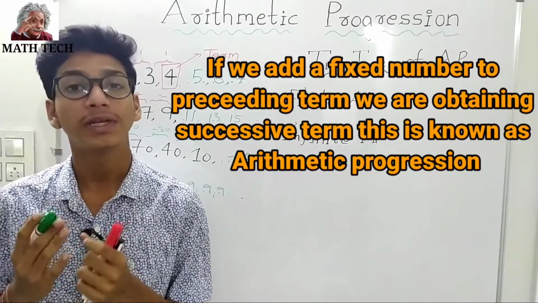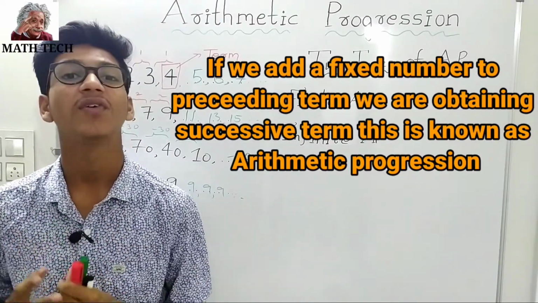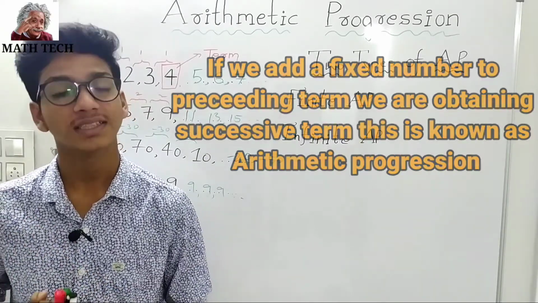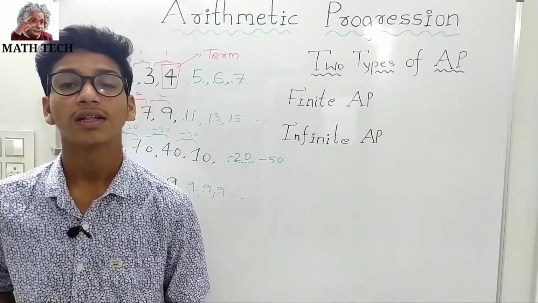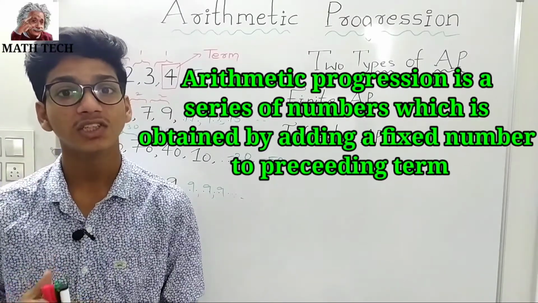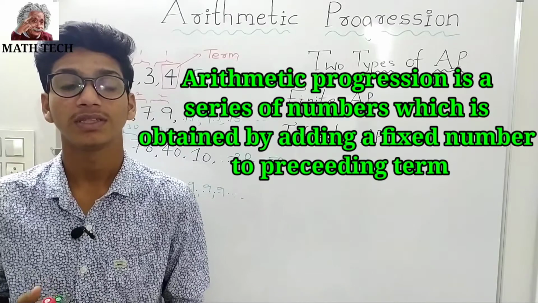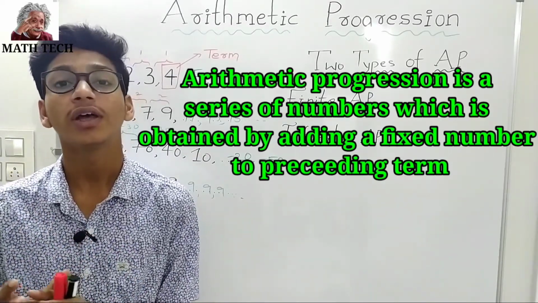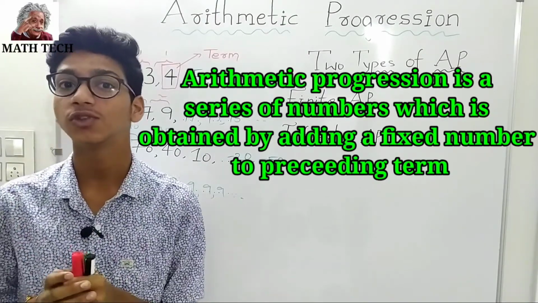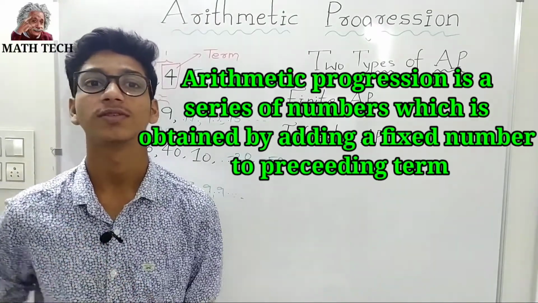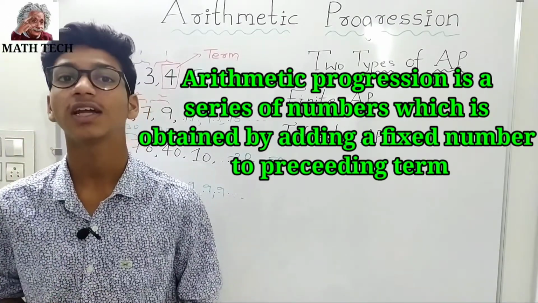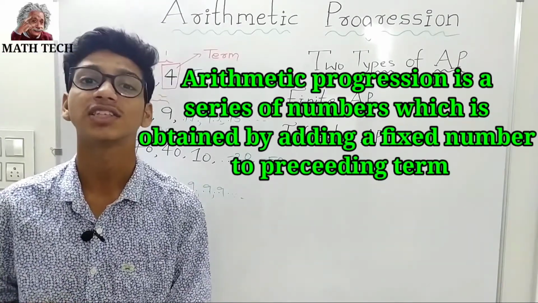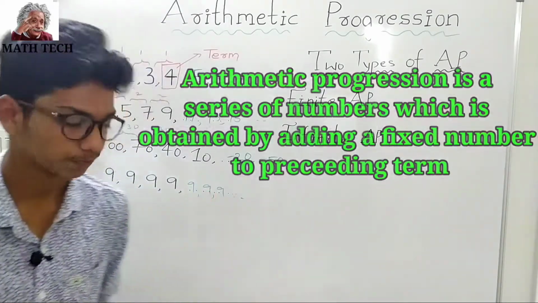So if we add a fixed number to a preceding term, we obtain the successive term. This is called arithmetic progression. In a simple way, we can say that an arithmetic progression is a series of numbers obtained by adding a fixed number to a preceding term. So if we add a fixed value to the preceding term, we obtain the successive term. This is known as arithmetic progression.